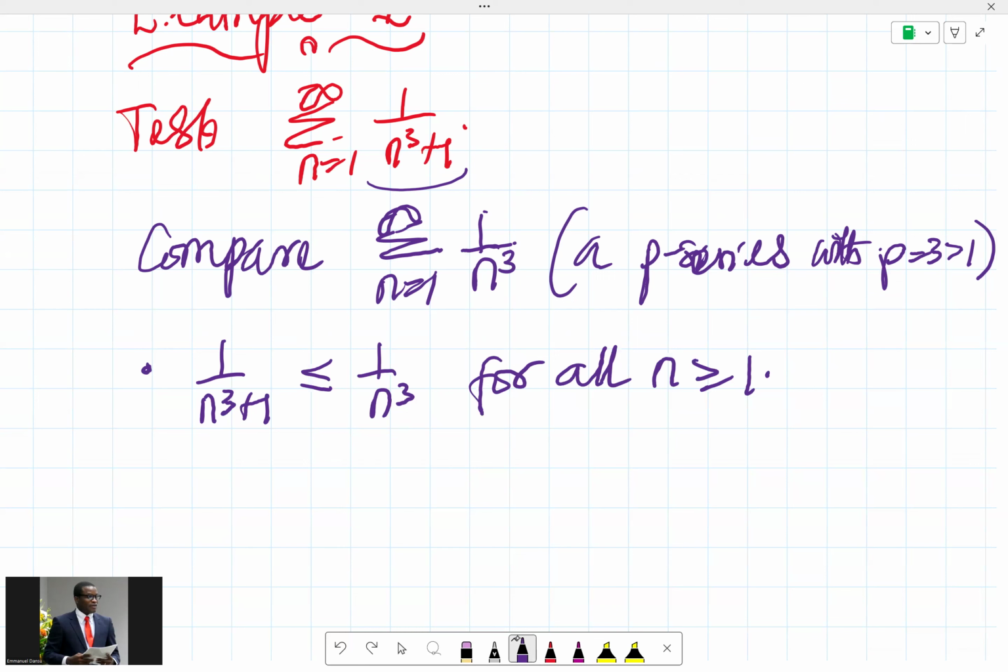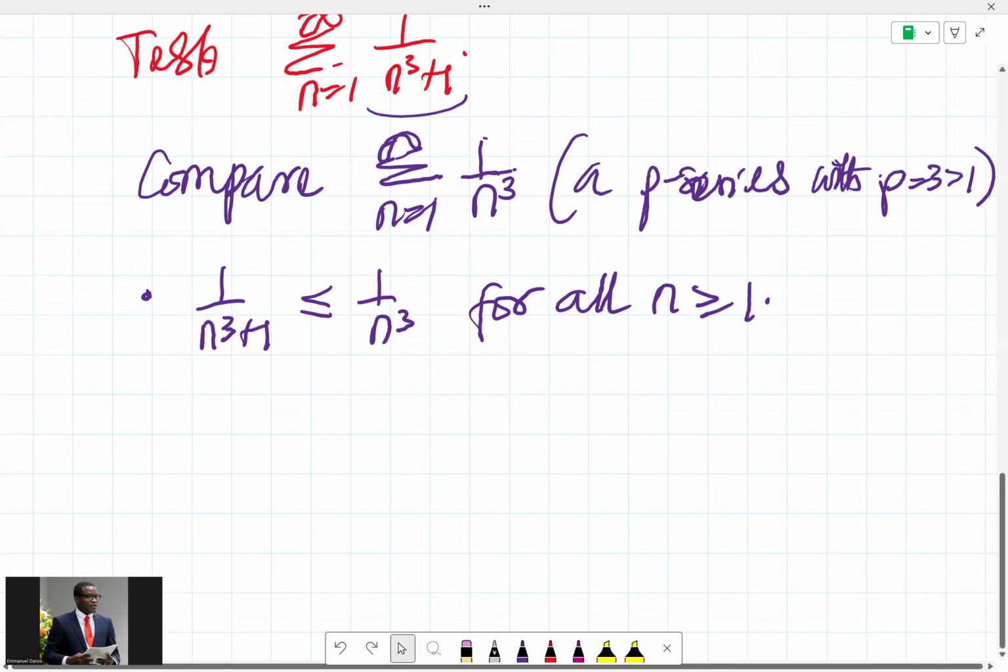You can just test that by putting in 0. Even with 0, it's clear: the left-hand side is 1, and the right-hand side is undefined. So 1 is way less than undefined, infinity. Next, if you try 1, you have 1 over 2 on the left-hand side, and on the right-hand side you have 1 over 1, which is 1. So half is less than 1. So that is true for all n greater than or equal to 1. So that's the comparison we have done right there.